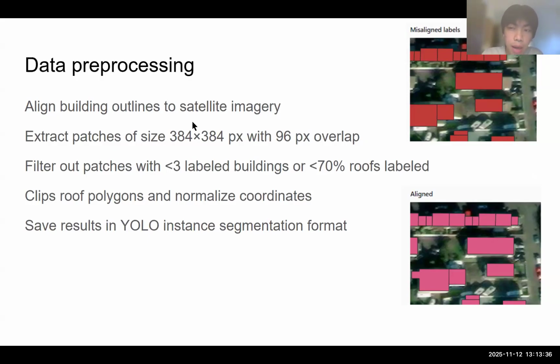So we had to filter out patches with less than 3 labeled buildings or less than 70% roof labels. Less than 70% roof labels means that there exist building outlines there, but there doesn't exist a label for what material that building had. Another thing we had to do was manually align the building outlines from OpenStreetMap to the specific satellite imagery we're using, which is actually from OpenAerialMap.